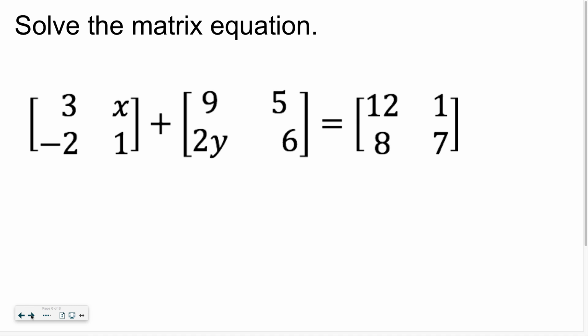So if you want to check your matrices as you're copying them down, I'll read the first row. In the first matrix is 3 and x. Second row is -2, 1. In the second matrix, first row is 9, 5. Second row, 2y, 6. And then the answer on the other side of the equal sign, first row, 12, 1. Second row, 8, 7. If you just want to check to make sure you got your entries in there right, go ahead and have a chat with your pod. How do you think you're going to be able to solve for x and y?